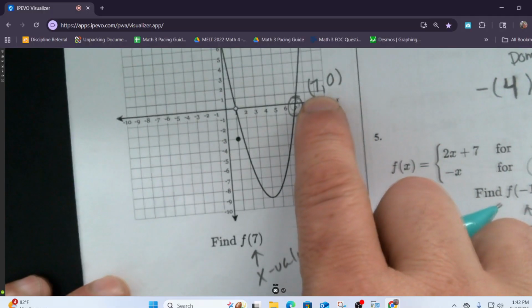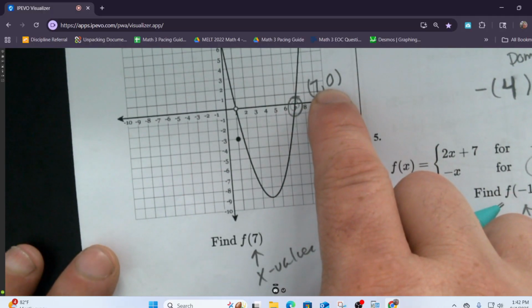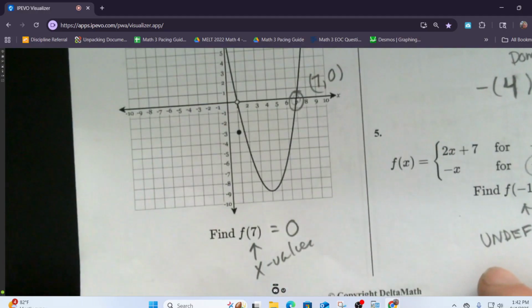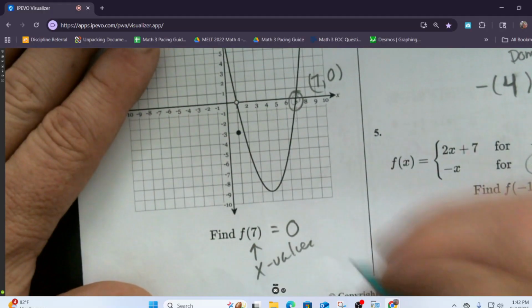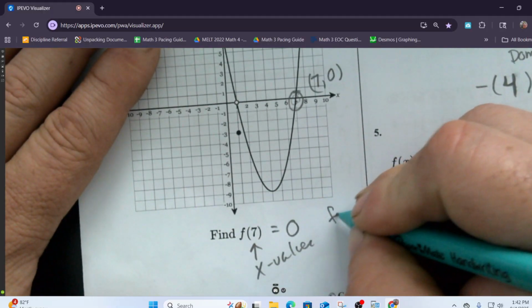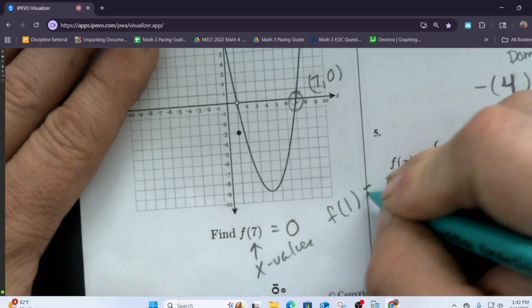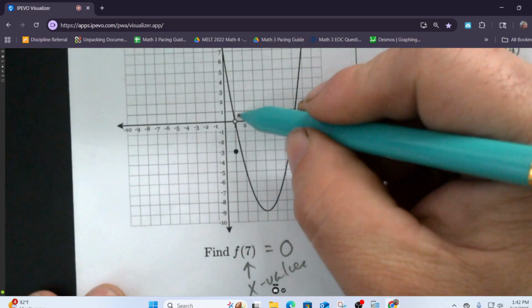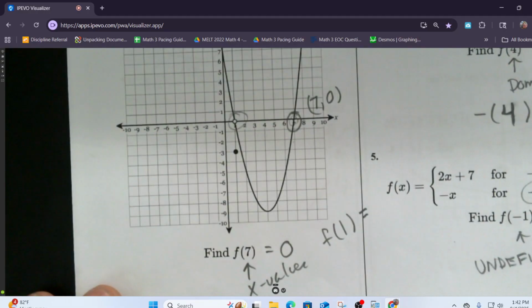The 7 is given to you. What they're wanting is the y value. So this is 0. Now, while we're at this problem, make sure if it asks you f of 1, find that number on the x-axis. There it is.